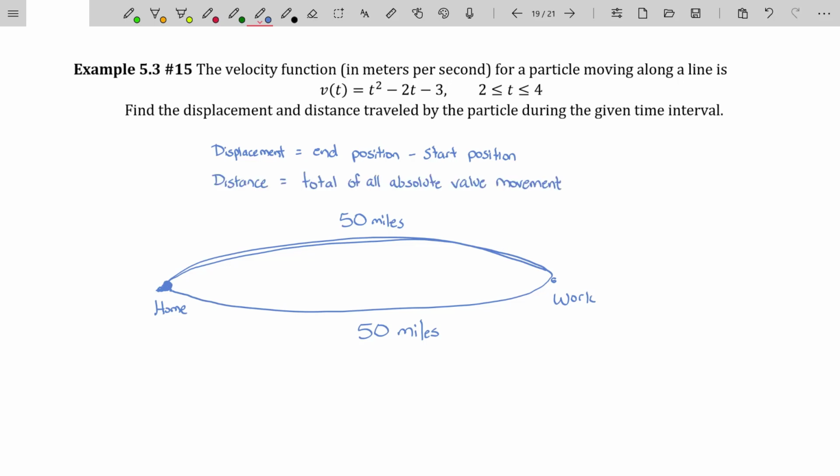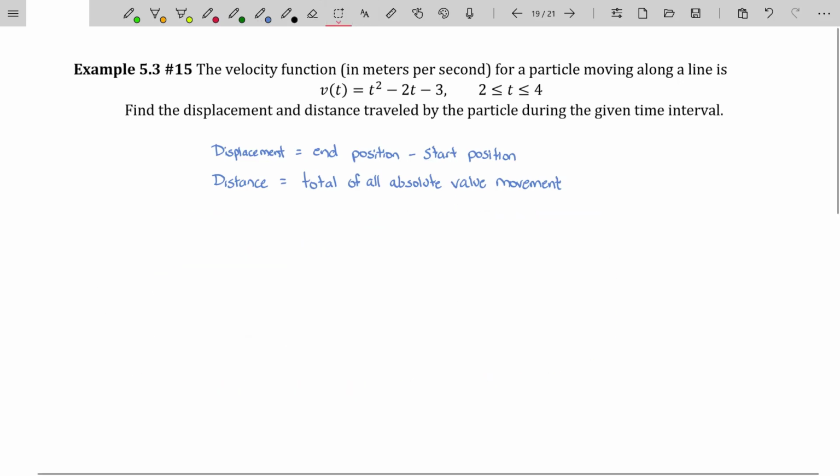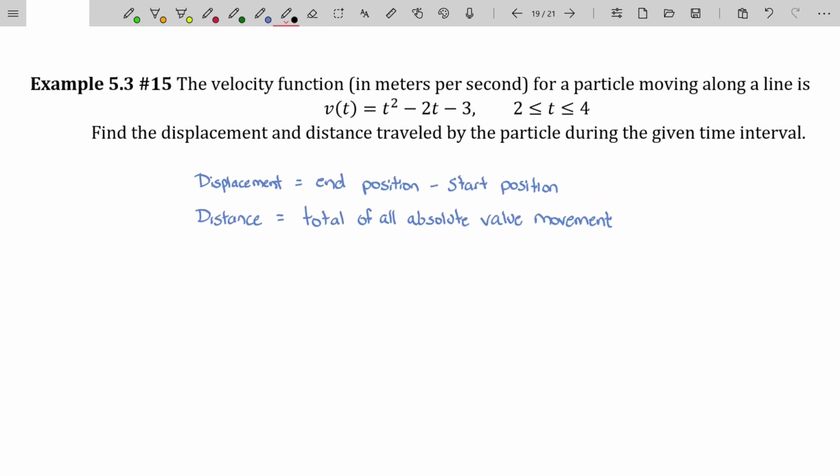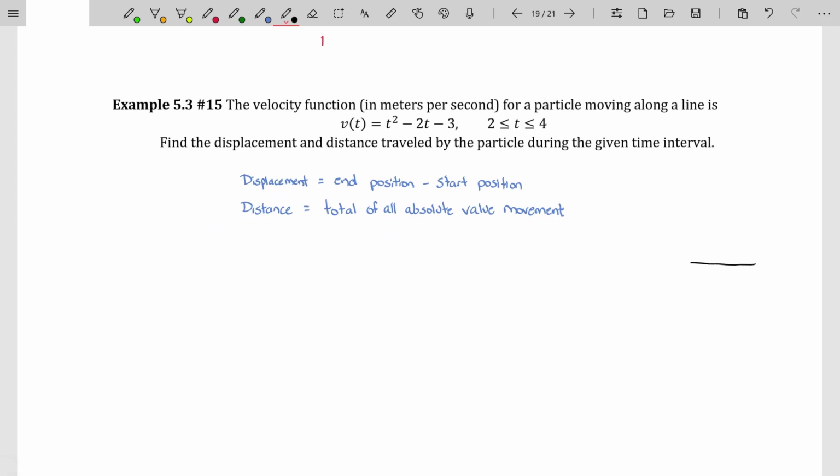And I wrote that as the total of all absolute value movement because mathematically, when you compute distance, you'll be using absolute values. Let me go ahead and erase this piece and we'll tackle this problem and showcase the differences here. First of all, when you have a velocity function and you want to find a total distance traveled, think geometrically here. They give me a velocity function in terms of time. Velocity is given in meters per second. Time is in seconds. So the area underneath the curve should have the units meters per second times seconds, or in other words, total meters traveled.